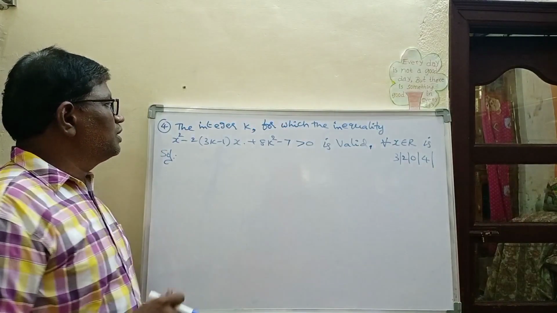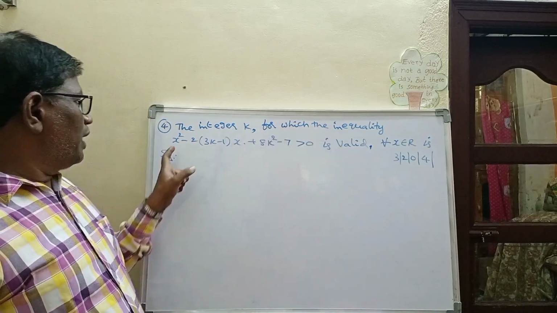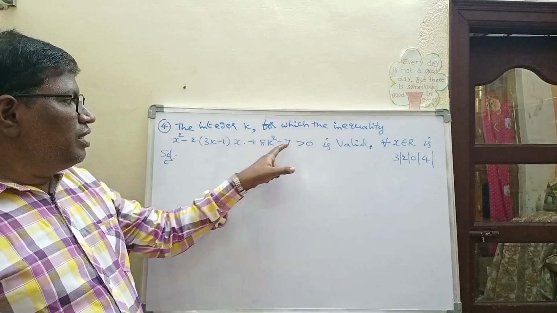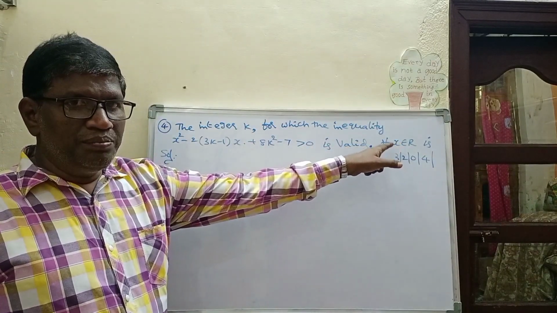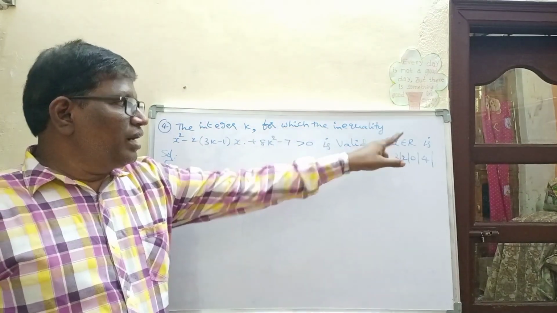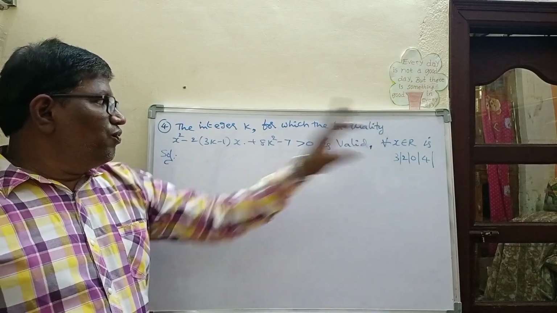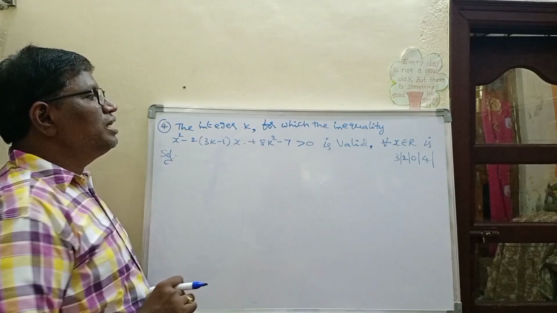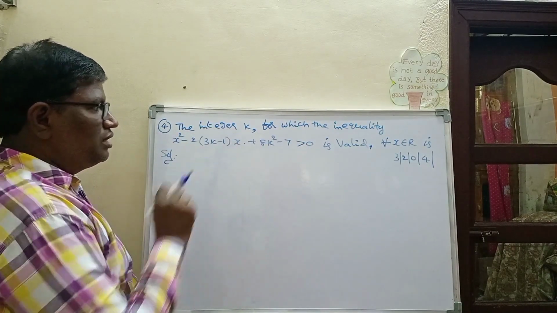Now coming to the fourth question, the integer k for which the inequality x square minus 2 into 3k minus 1 into x plus 8k square minus 7 greater than 0 is valid for all x belongs to R. X belongs to R means for all real numbers. Options are 3, 2, 0, 4. So what we have to find? The integer k for which the inequality is valid. So this inequality is valid for what integer k? So that is the question.